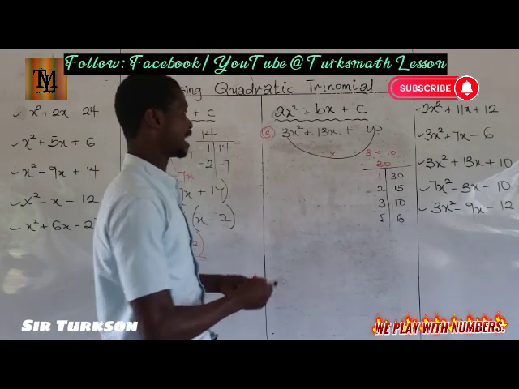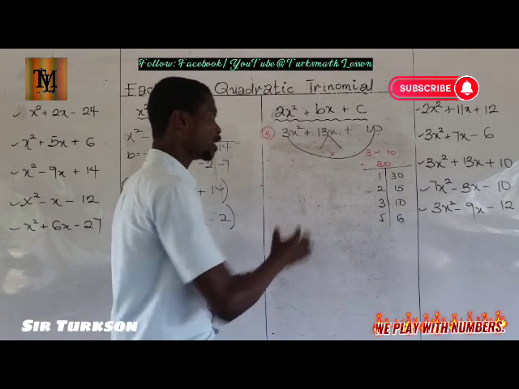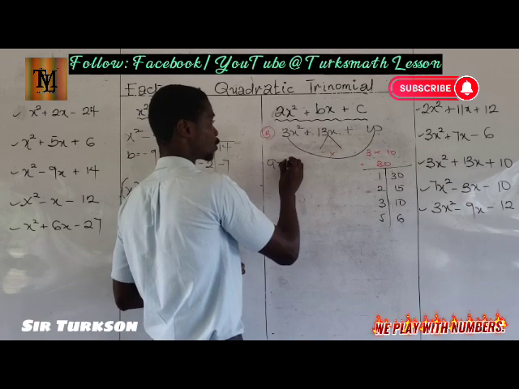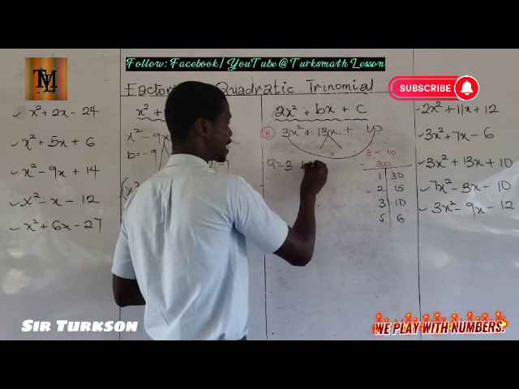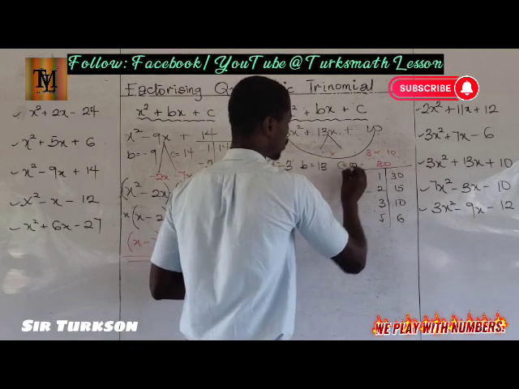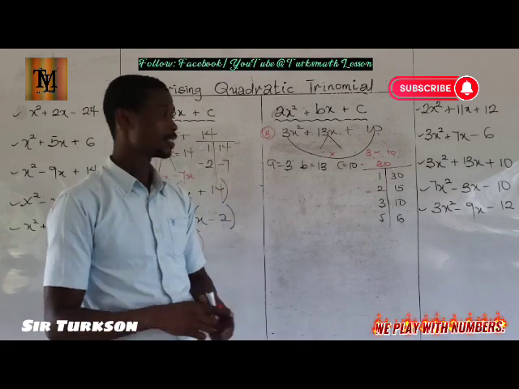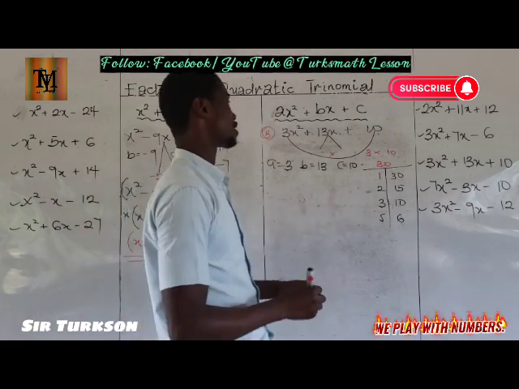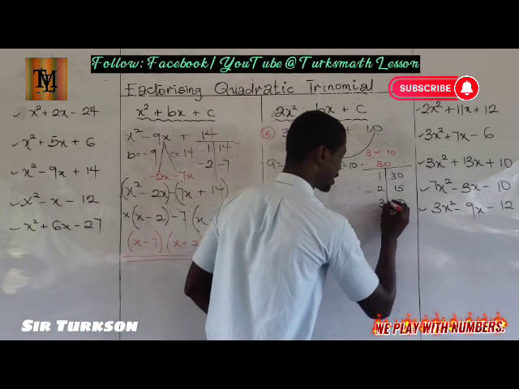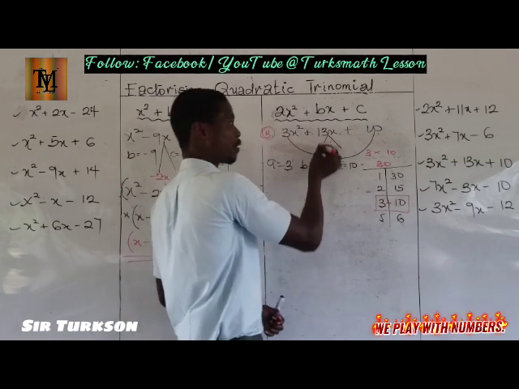So we are going to pick two numbers. Here, we are going to break this one into two parts. So here, our A is 3. Our B is 13. And our C is 10. So we want to get our B. So what two numbers, when you add or subtract, you get 13? 3 plus 10. Very good. So here you are going to write it as what?